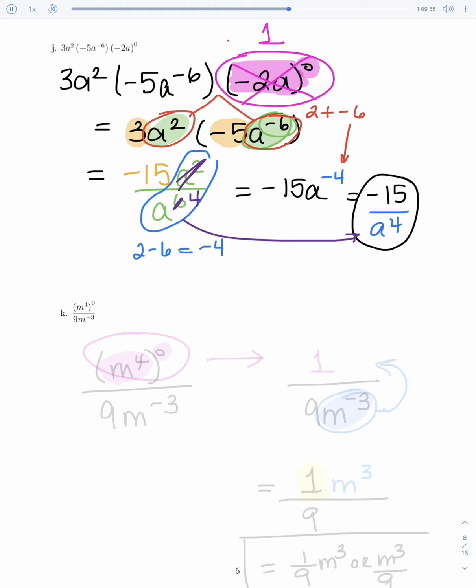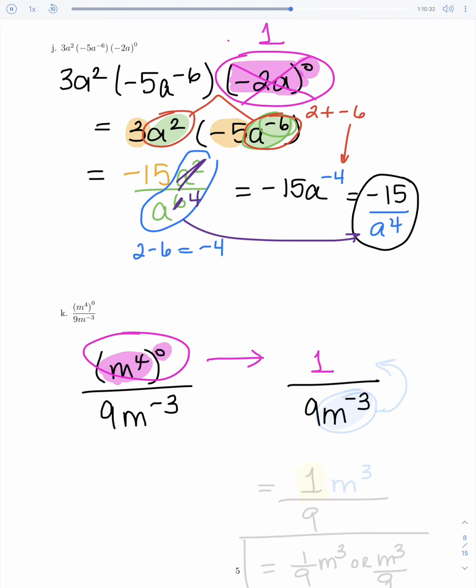In problem K, we've got m to the 4th, which is then raised to the 0 power, over 9m to the negative 3rd. So let's deal with the top first. We just did something similar to this. Anything, whether it's m to the 4th or not, raised to the 0, remember, just turns into a 1. So the entire numerator, the entire top of the fraction, just turns into a 1. We still have the 9m to the negative 3rd on the bottom.